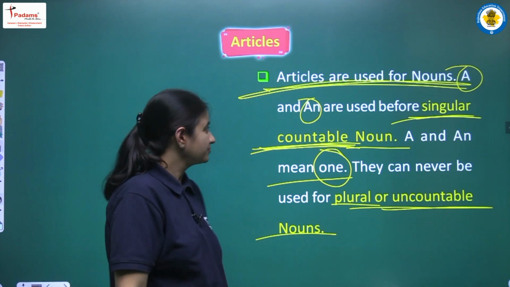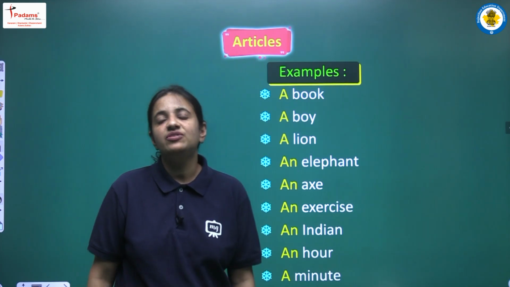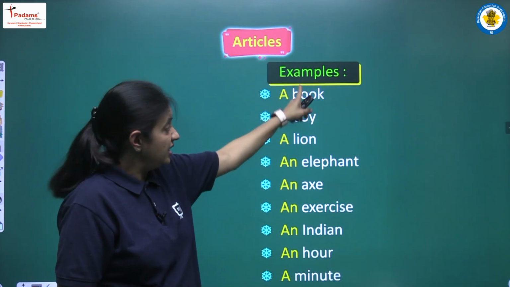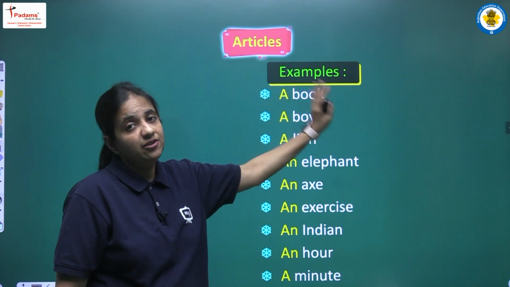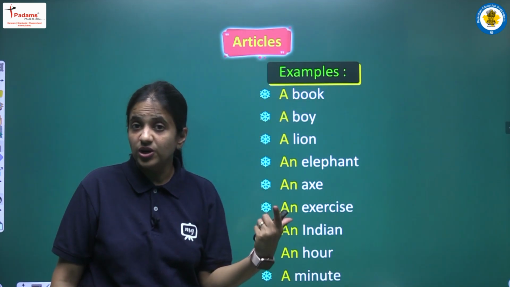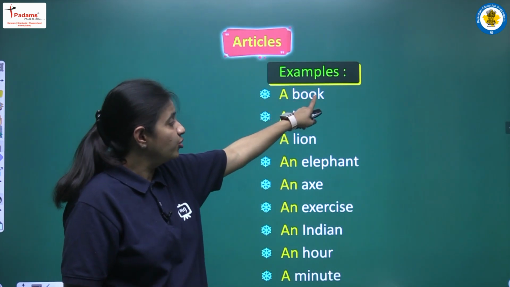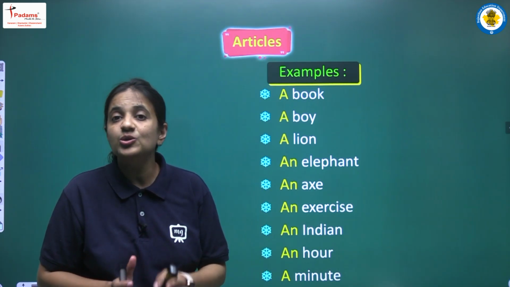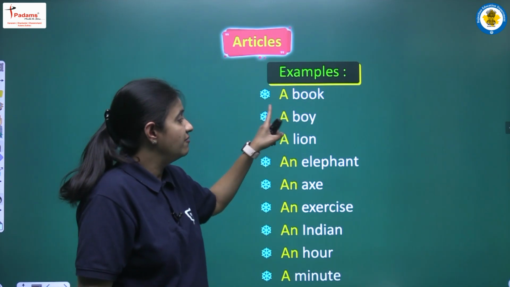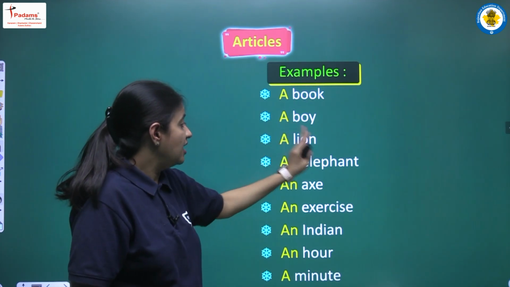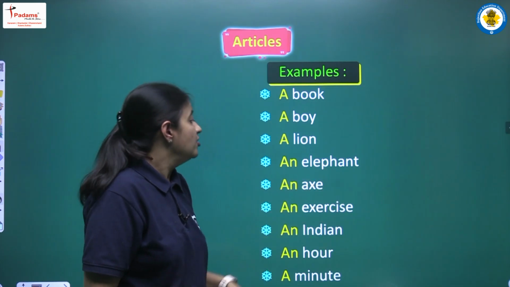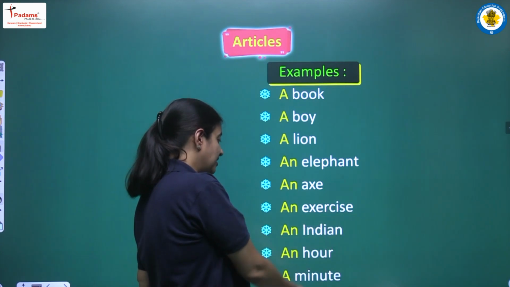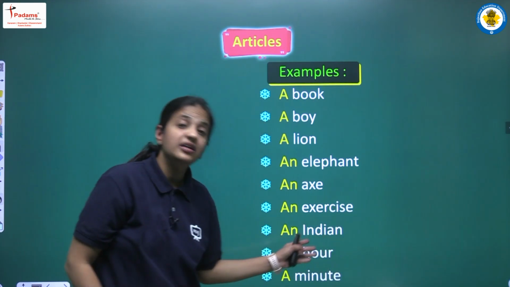All right. So again we have some examples. So let's see. First of all, we have a book. So here we have A before book, and we can see that book is singular, right? अगर हमारे यहाँ पे book की जगह पे books होता, then definitely हम before books we cannot use A, right? And next we have a boy. Next is a lion, then an elephant. We have an X, then an exercise, an Indian, an hour, and next a minute.